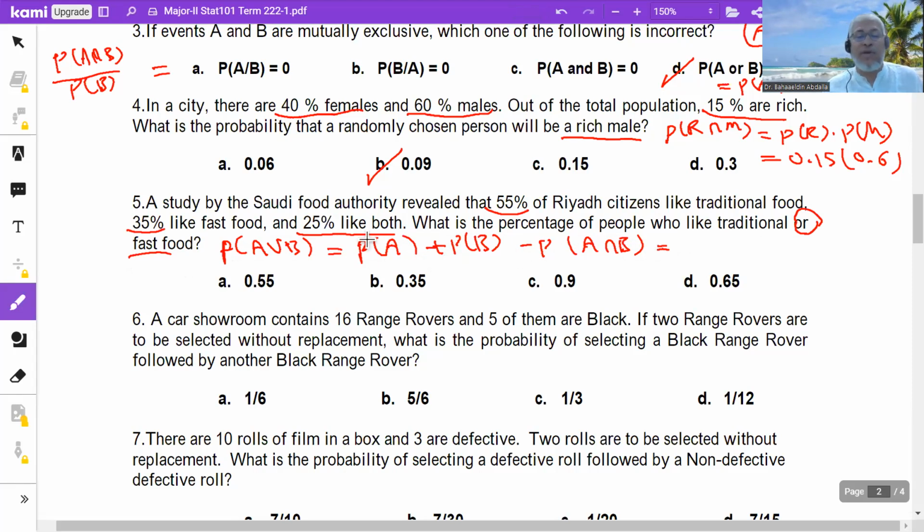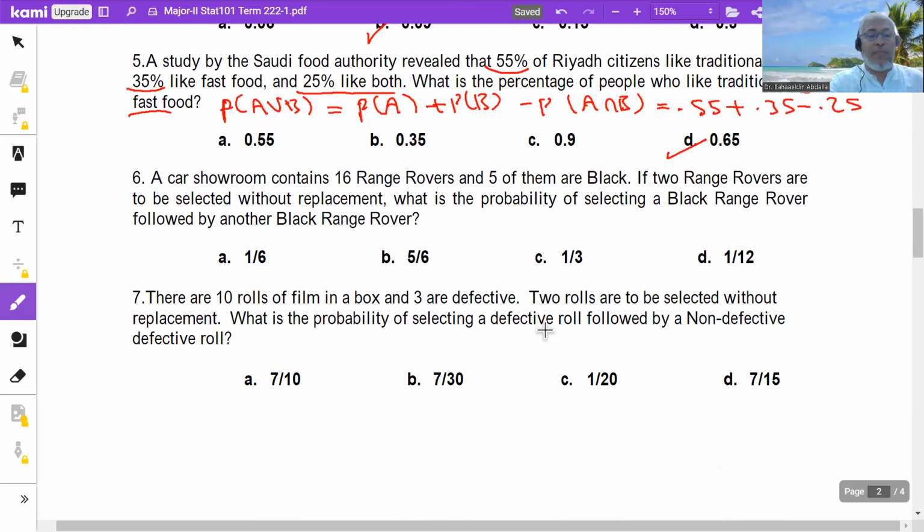So probability of A, which is traditional here, 0.55, plus probability of B, which is fast food here, minus probability of the intersection, which is 0.25. If you use the calculator, you will find that the answer is 0.65.